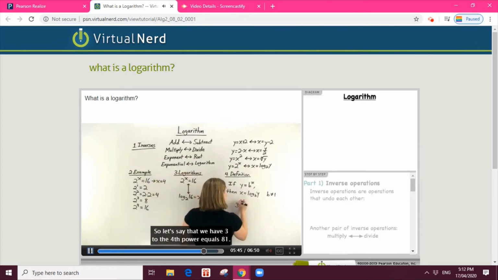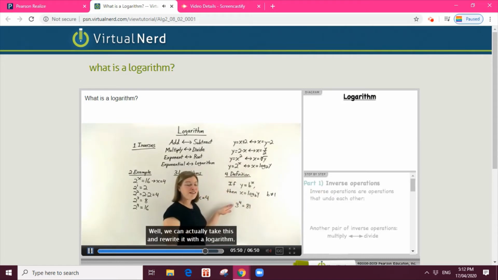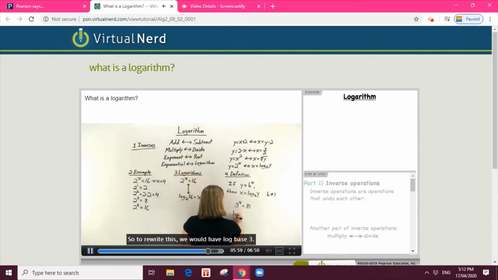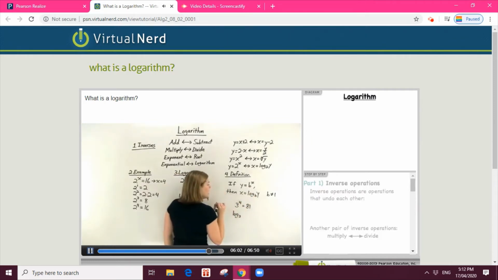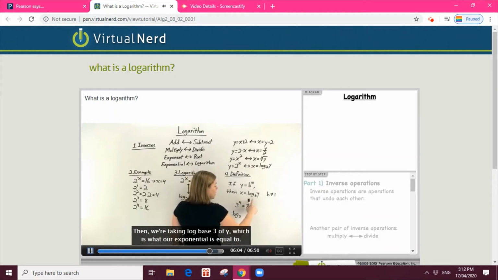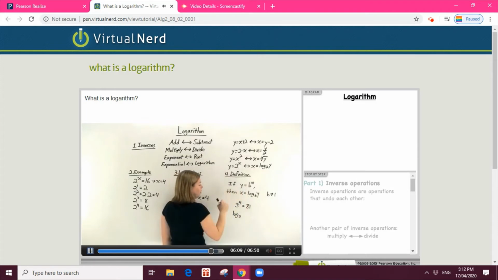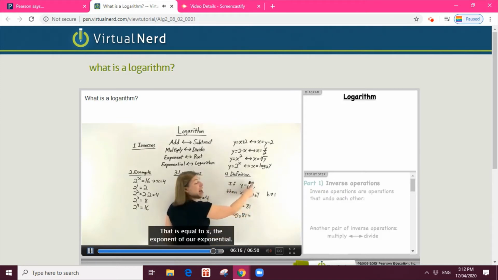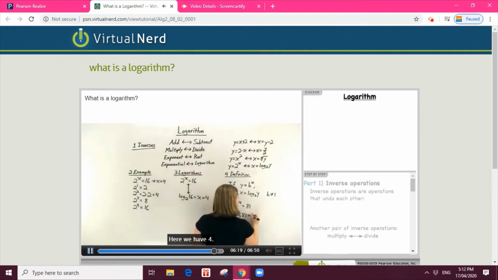So let's say that we have 3 to the 4th power equals 81. Well, we can actually take this and rewrite it with a logarithm. All we need to do is find the pieces. 3 is the base. That is the same as the base of our logarithm. So to rewrite this, we would have log base 3. Then we're taking log base 3 of y, which is what our exponential is equal to. Well, our exponential is equal to 81. So we have log base 3 of 81. That is equal to x, the exponent of our exponential, here a 4.